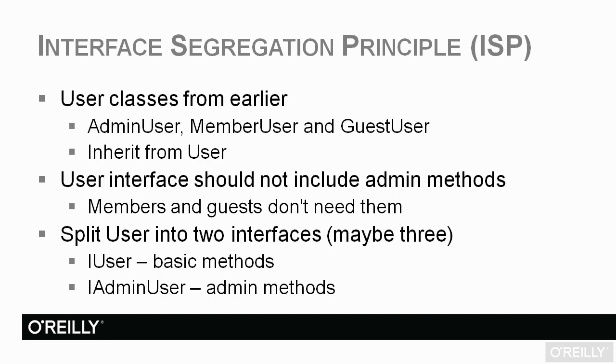So we're going to go back to our user classes again, and we have our base class user, and we have those subtypes. Our user interface should not include methods that are specific to the admin user, because the member and guest classes don't need them. So in that case, you would probably put in not implemented, which would not be good, or they just wouldn't implement that interface. So we split the user interface into perhaps two interfaces, one for admin and one for the other users. Or maybe we really need three, one for admin, one for member, and one for guest user.